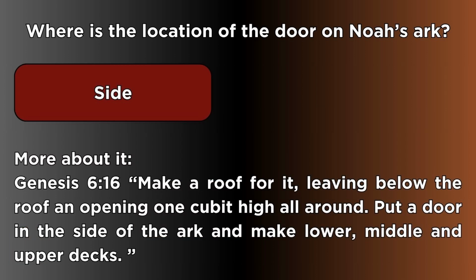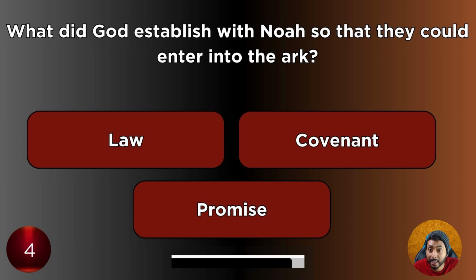Side. Genesis 6:16. Make a roof for it, leaving below the roof an opening 1 cubit high all around. Put a door in the side of the ark and make lower, middle, and upper decks. 4. What did God establish with Noah so that they could enter into the ark? Law, covenant, or promise?